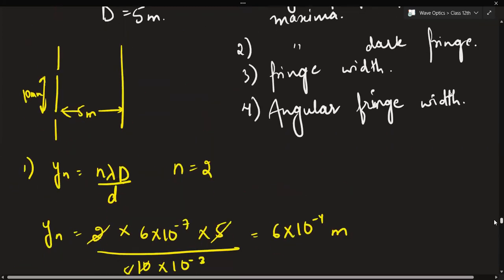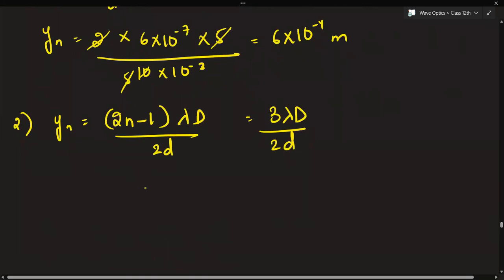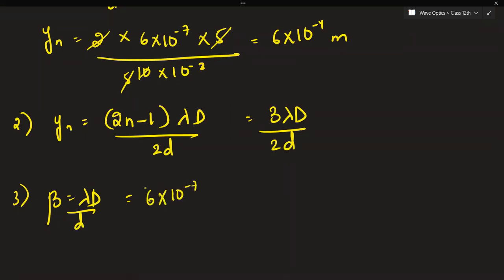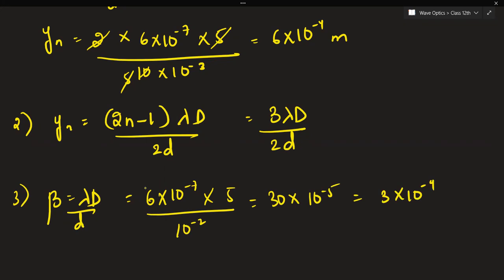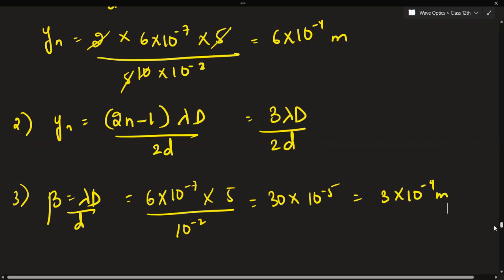Third part said fringe width. So fringe width was beta. Beta is lambda capital D by small d, independent of the number of the fringe. So lambda is 6 into 10 to the power minus 7, into 5, by 10 into 10 to the power minus 3. This will be 30 into 10 to the power minus 5, or I can write it as 3 into 10 to the power minus 4 meters. Fine. Last part.